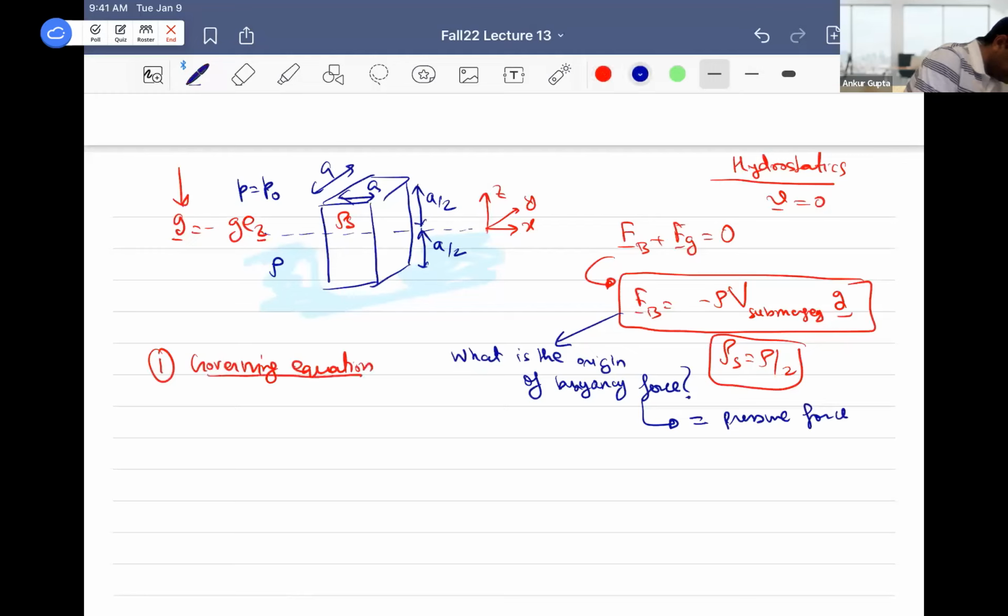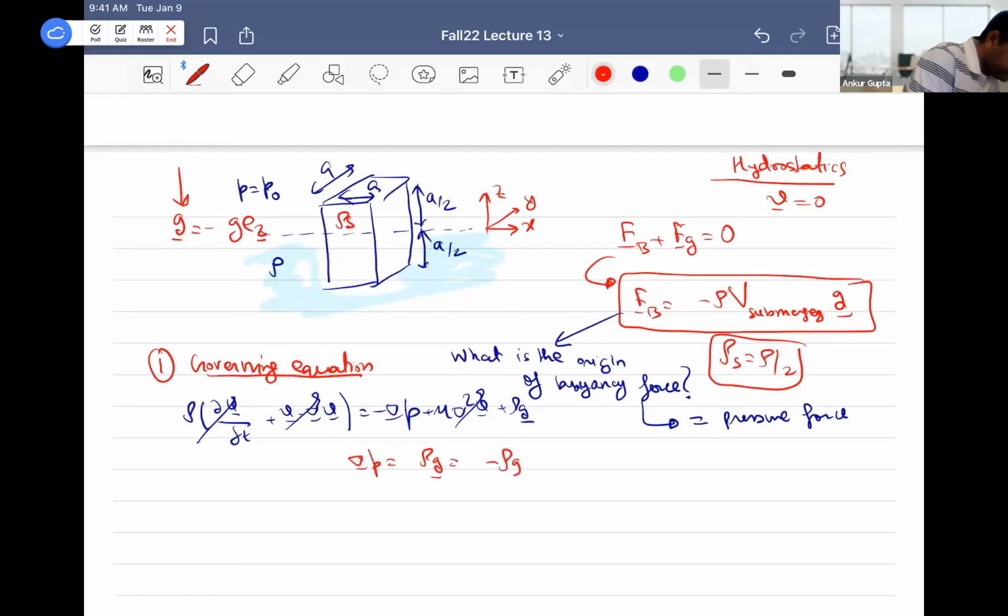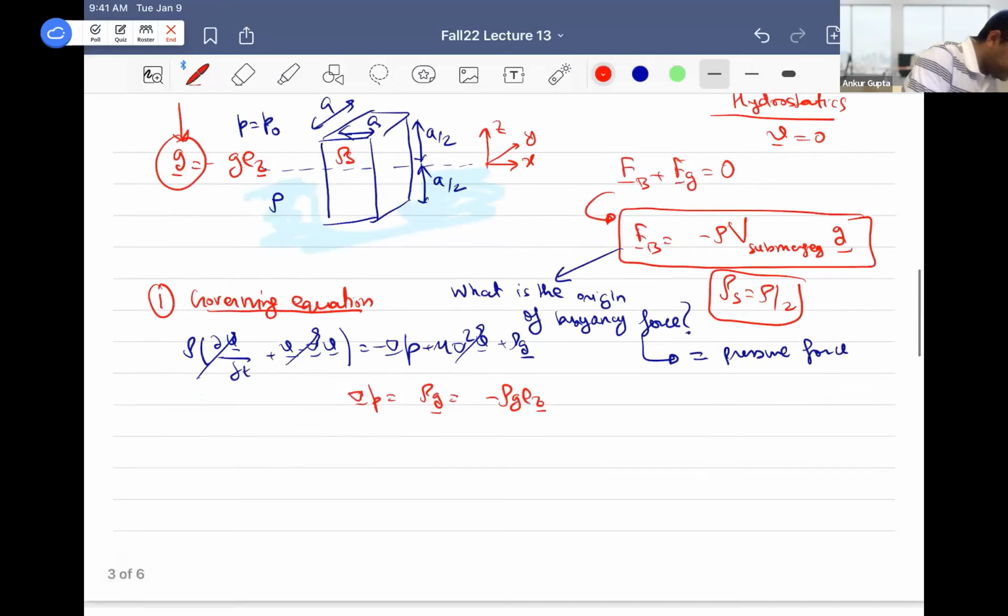And the governing equation is rho del V by del T plus V dot del V equals minus grad P plus mu del square V plus rho G. This goes away, this goes away, this goes away because velocity is zero. And essentially we found that grad P is equal to rho G, which is minus rho G EZ, because the G vector, remember, is in the negative EZ direction. And from this, we basically got del P by del X is equal to 0, del P by del Y is equal to 0, and del P by del Z is equal to minus rho G.